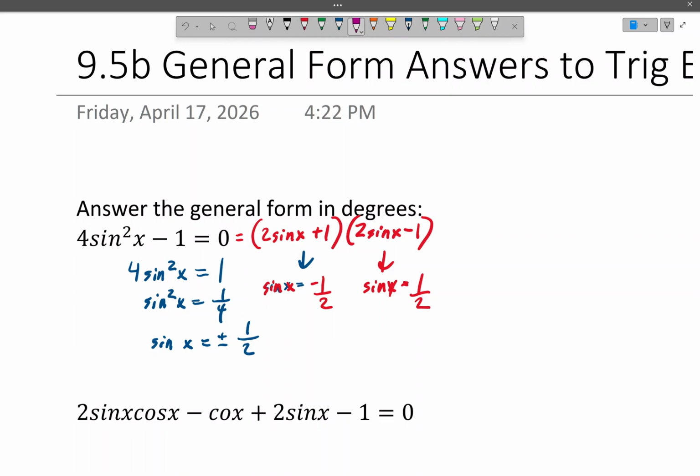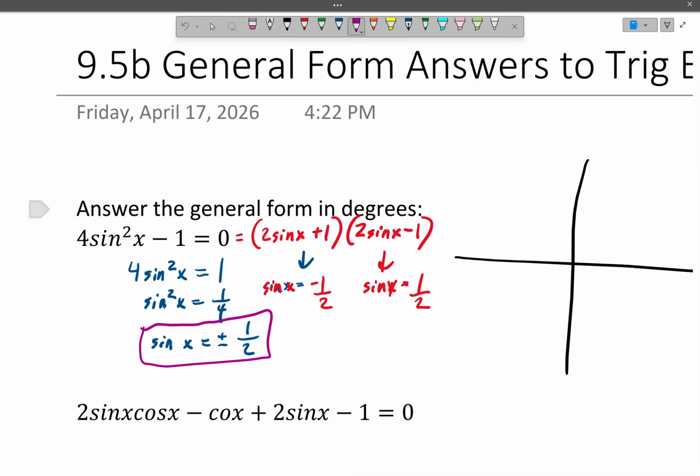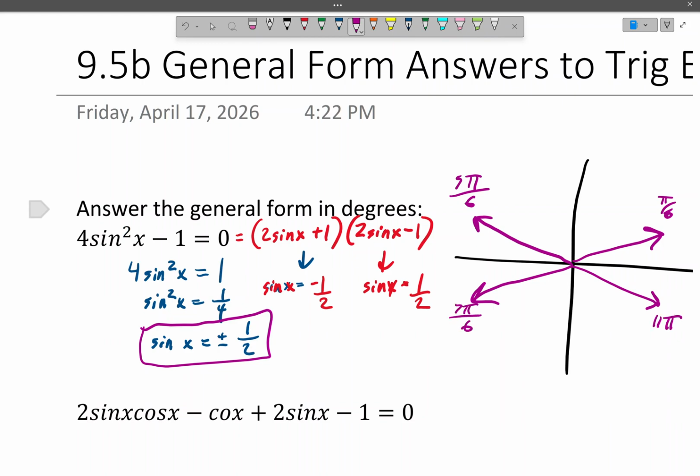But the key that I want to point out is this statement is saying positive or negative 1/2. So when we draw this on the unit circle, we have it in all 4 quadrants. It's sine, so it's the smaller one. Here, here, here, and here. When you do this in general form, you're going to notice that this is pi over 6, this is 5 pi over 6, this is 7 pi over 6, and this is 11 pi over 6.